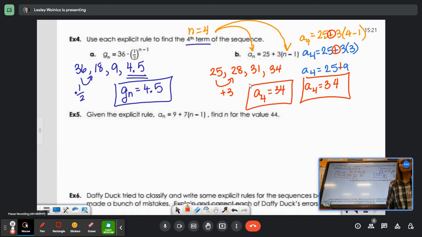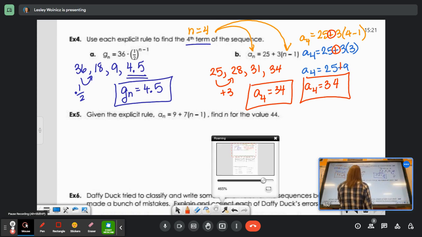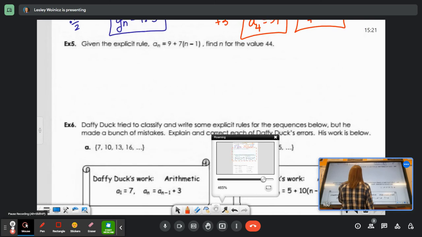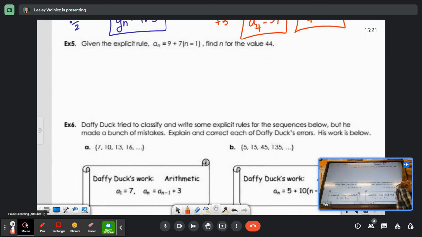Questions? All right. Do we need to do another one of these or are we good? It's like the last one we did on the front. Are we good? Speak now or forever hold your peace. All right, let's do the Daffy problems.